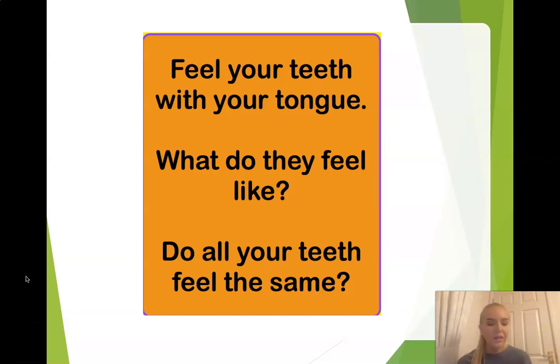Okay, I know that when I feel my teeth with my tongue, my teeth do not all feel the same. Some of my teeth feel bigger or smaller than one another. Some of my teeth feel a bit sharper or softer. Some of my teeth have a different texture or a different shape. So they don't all feel the same. We're going to be learning about different types of teeth today.